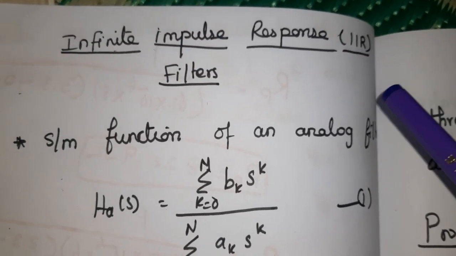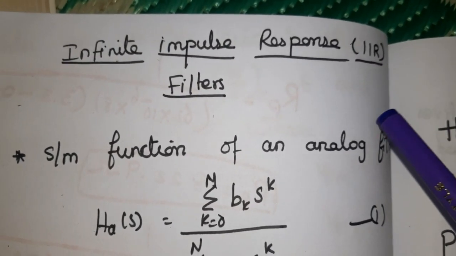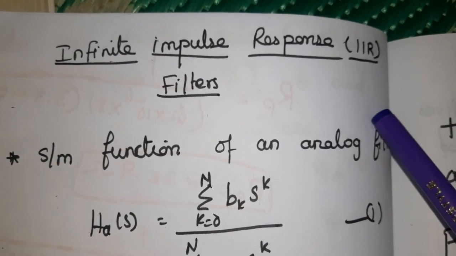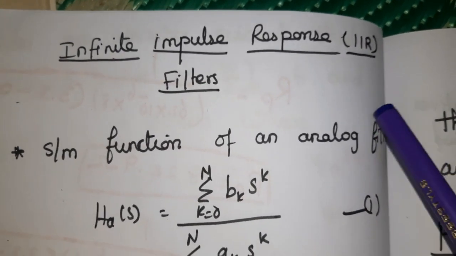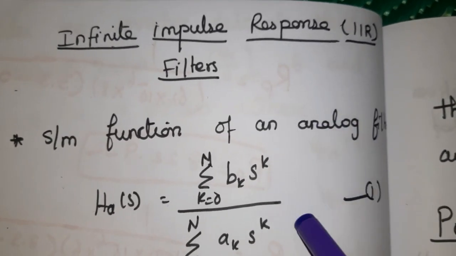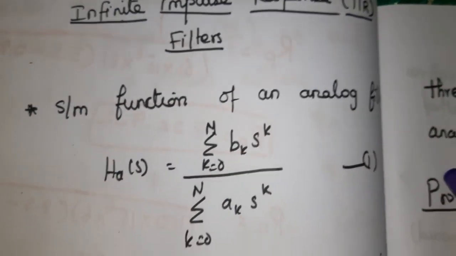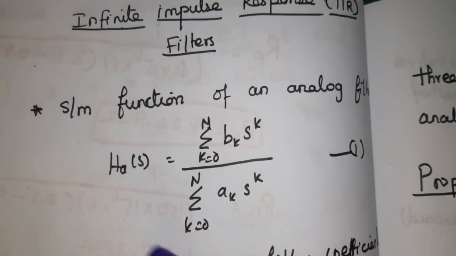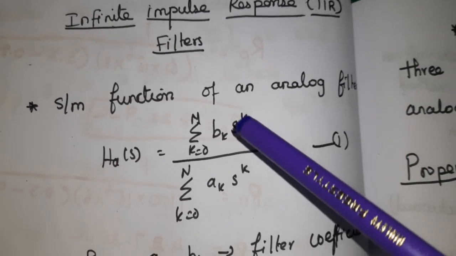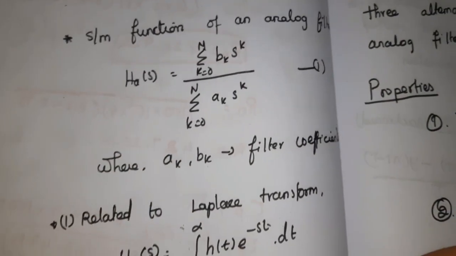In this video, we are going to see about the infinite impulse response (IIR) filter, and this filter is a digital filter. So our aim here is to convert the analog filter to a digital filter. Consider the system function of an analog filter. There are three different ways of representing an analog filter.